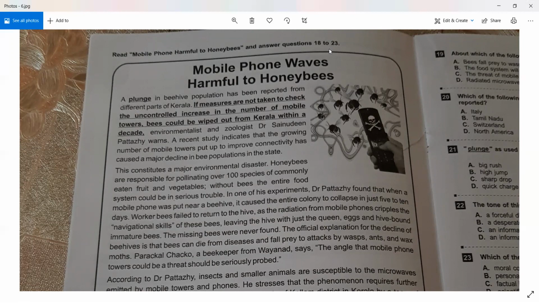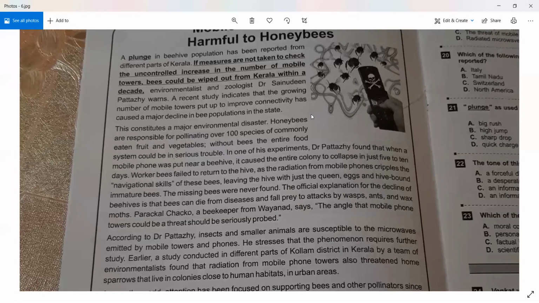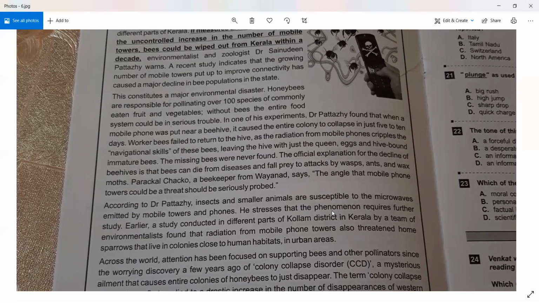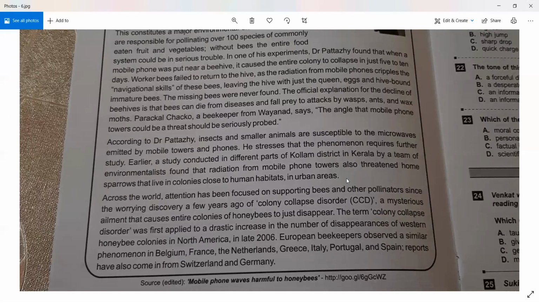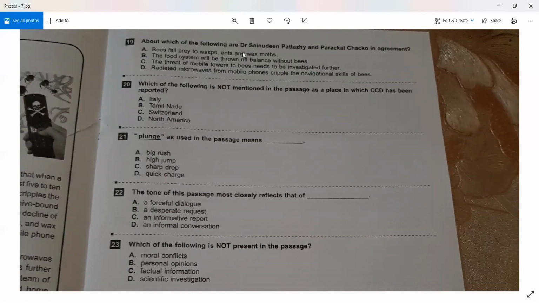Questions 18 to 23. Pause the video and read carefully. Do not miss out the picture. Focus on the underlined information. Pause the video and read. Let us proceed. Do you want a little more clarity?